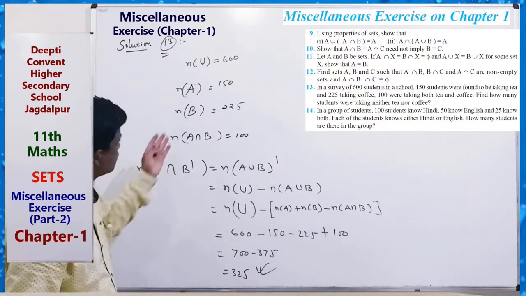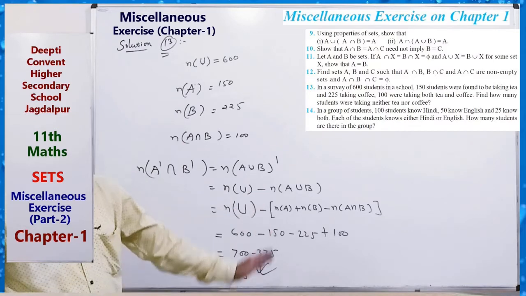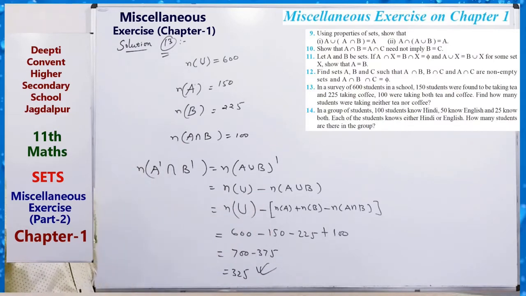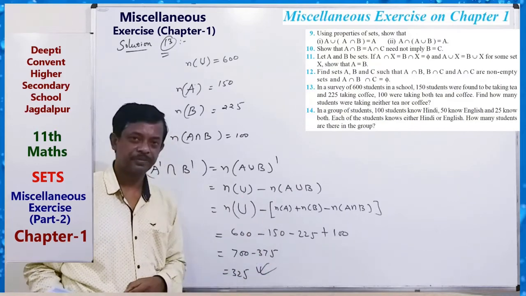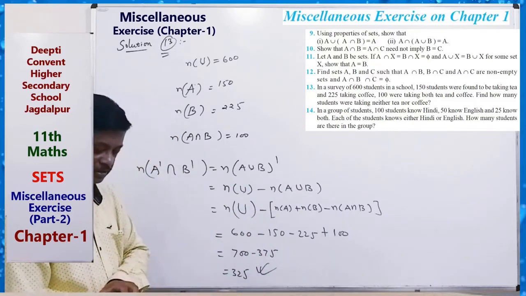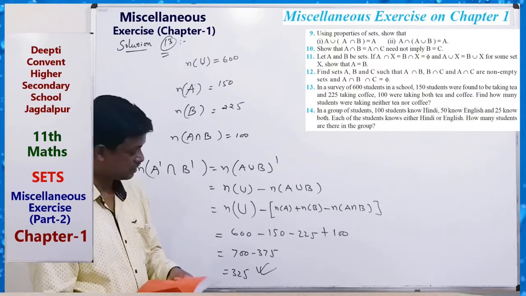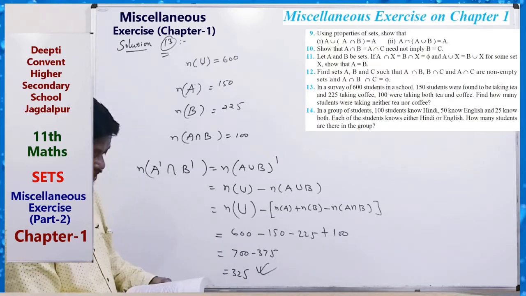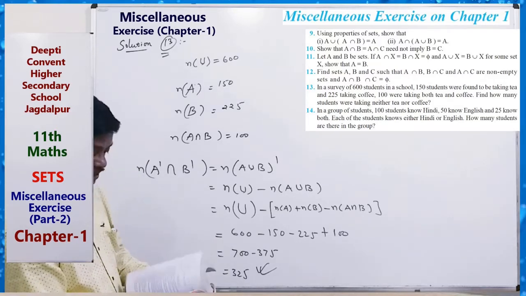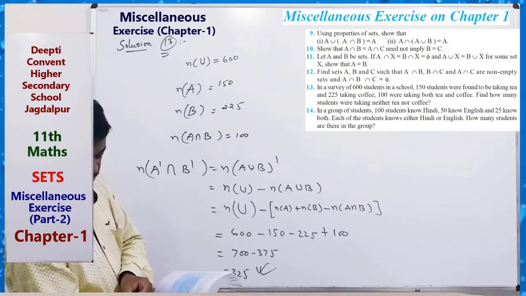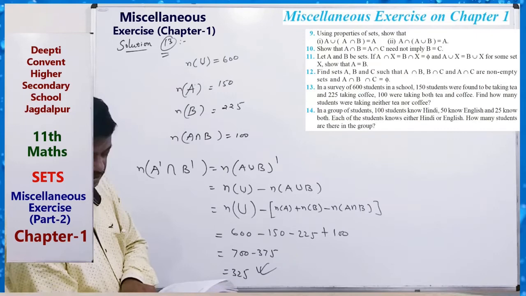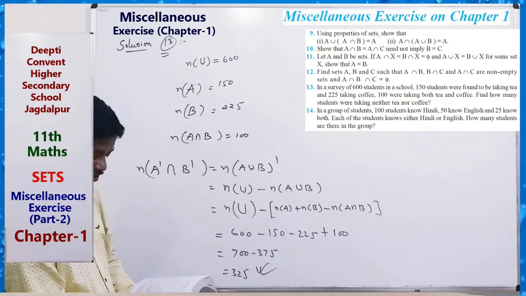So you can use this type of technique. We know this is equal to this result, a formula. So use this formula, and you can get this result. Okay. So miscellaneous exercise, question number 13. So 1 point. Miscellaneous 13, 325. Okay, good.